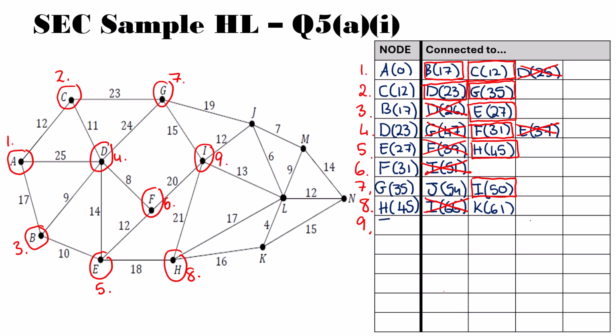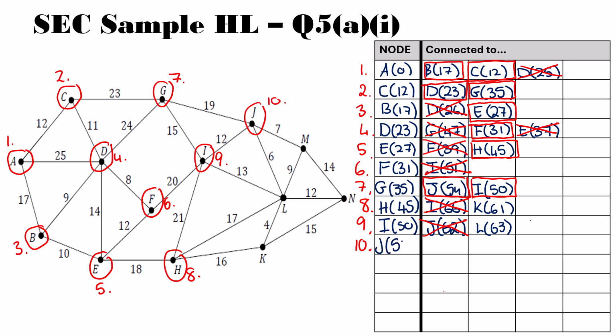So we have I is 50. So I can go to J, which will give us a total of 62. We can go to L, which will give a total of 63. And that's it. All the other nodes it's connected to are locked in. So J has a duplicate, so we'll get rid of our bigger value. And the next smallest value then is that value of J. So J is 54 and node 10.